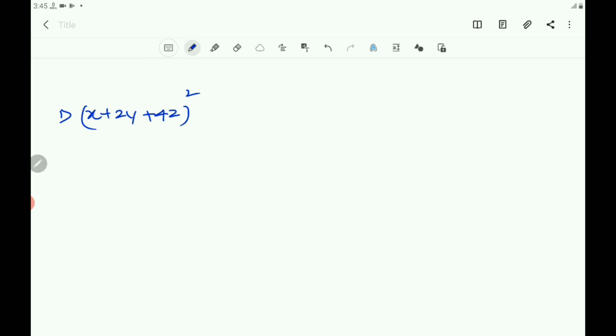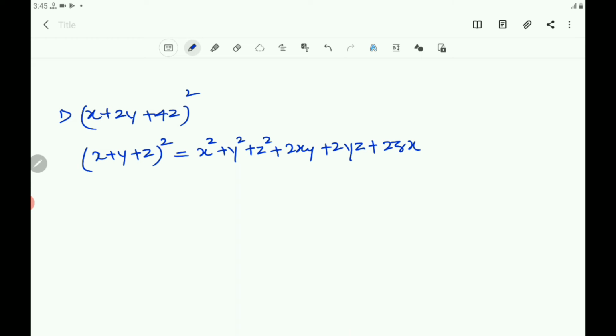Now you write the identity (x + y + z)² = x² + y² + z² + 2xy + 2yz + 2zx, with the expansion. Now write (x + 2y + 4z)². In the place of x, x is there. In the place of y, 2y is there. In the place of z, 4z is there.